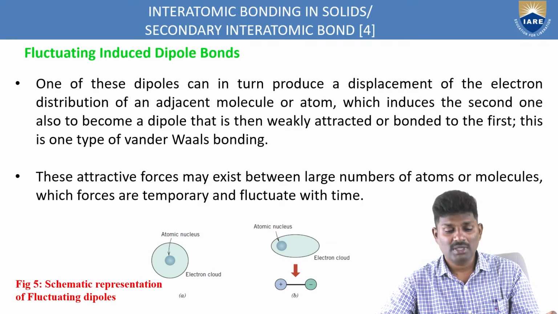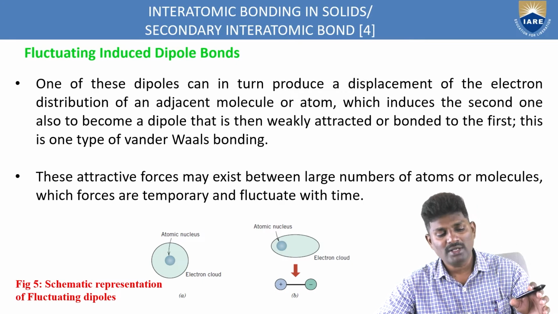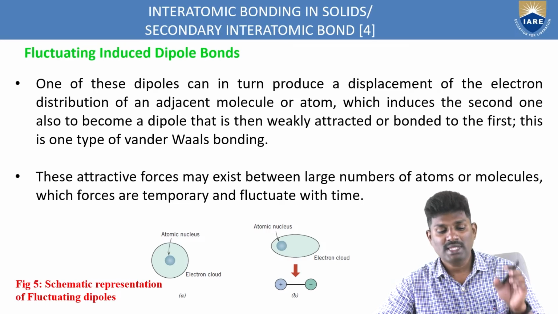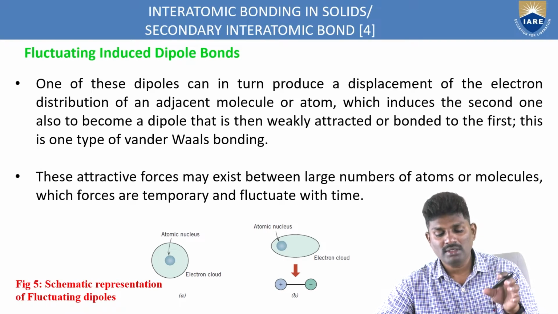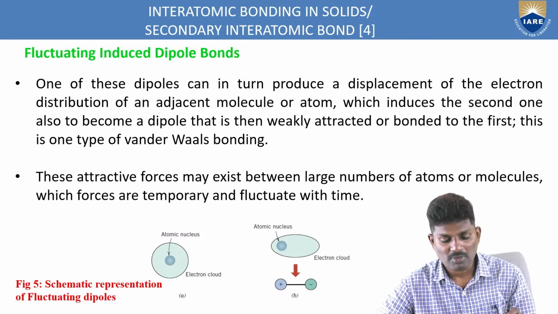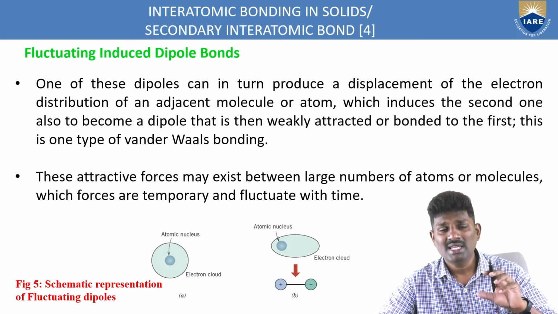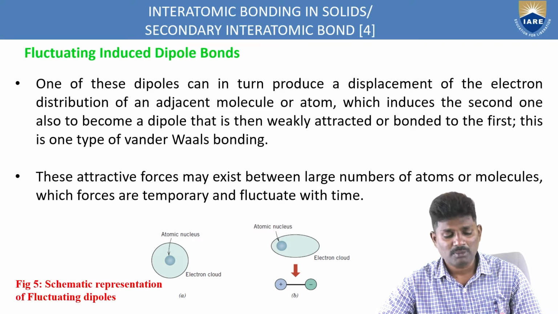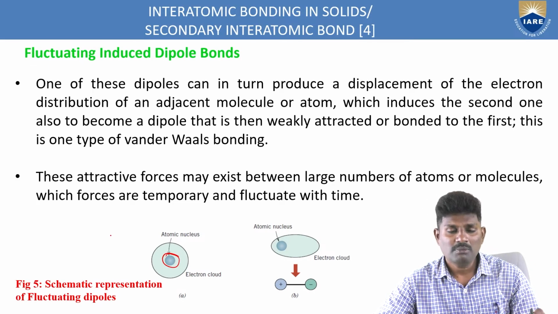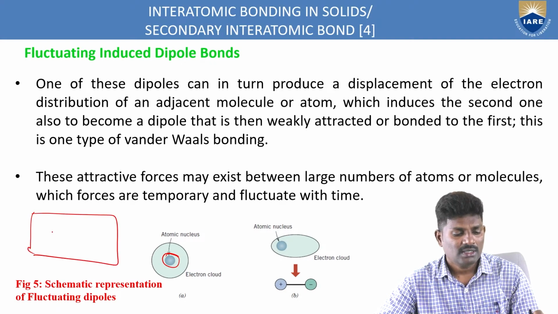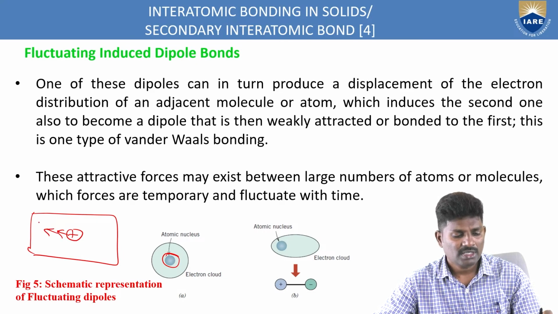One of these dipoles can in turn produce the displacement of the electron distribution of an adjacent molecule or atom, which induces the second one also to become a dipole. Then we get a weak attractive bond, and this type of bonding is called van der Waals bonding. Because of the unsymmetrical nature, the position of this electron is changing from one position to another. Initially it was somewhere here, positive. Now, because of the orientation or the asymmetry, this position is slowly changing to this position, so this position is getting empty.